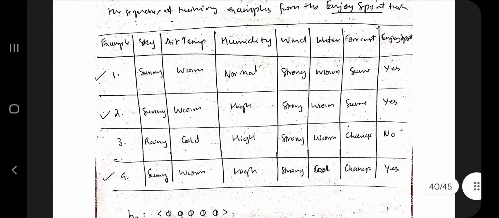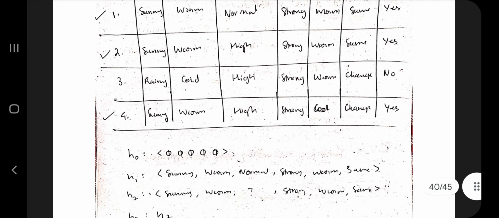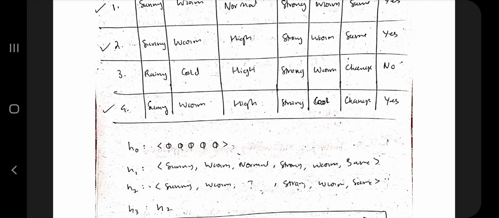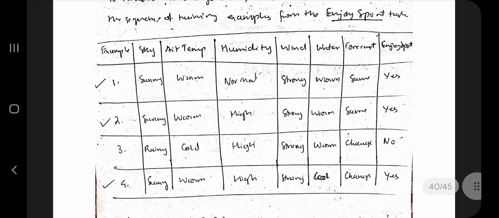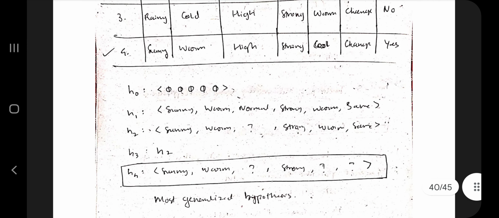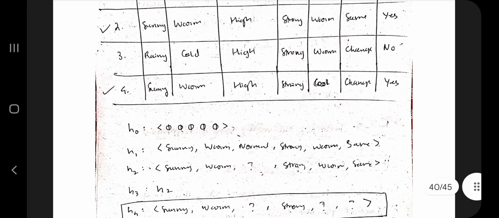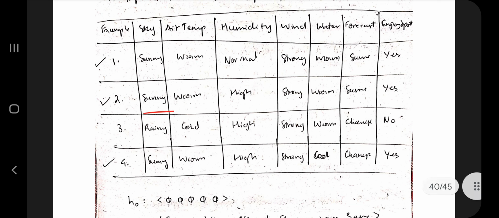H naught means initially you don't know anything, so you'll take it as all null. Second, in h1 you'll be getting some values here, so you write these values as such. Instead of null values, you just update them with these values. That's all you do in h1, and after that you move on to h2.